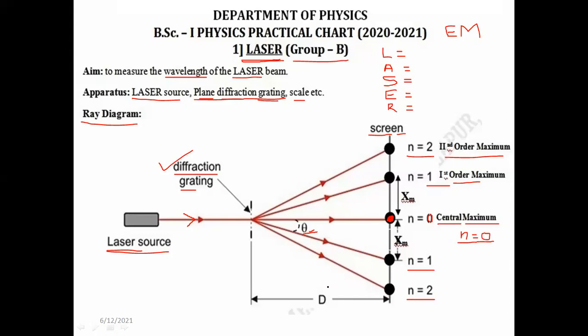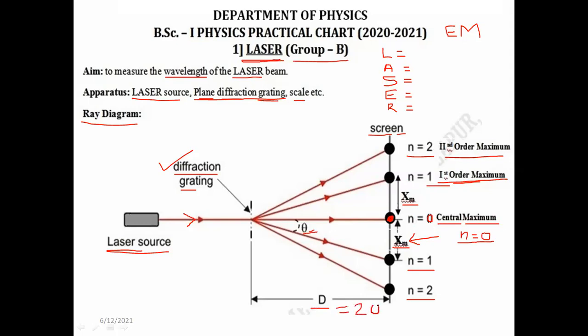The order of diffraction depends on theta and the distance between these two. You have to find out the distance, that is x suffix m. The distance between these two, this distance x suffix m, or this is also x suffix m, whatever the length of this arrow is, is the distance between these two bright spots. Suppose you want to measure the distance between the central maximum and the first order maximum, then the length between these two is, for example, say capital D is equal to 20 centimeter.